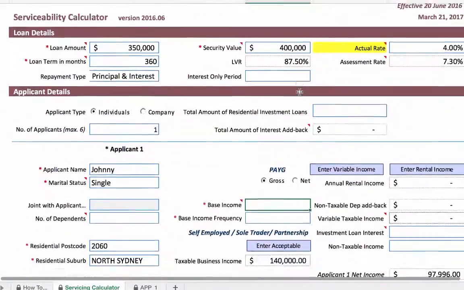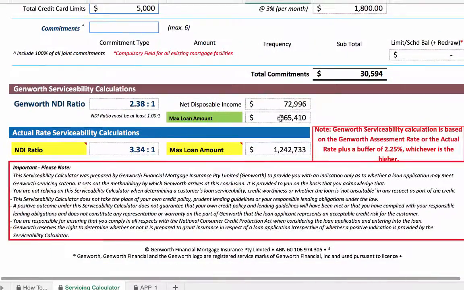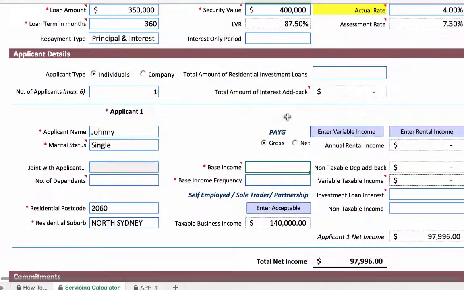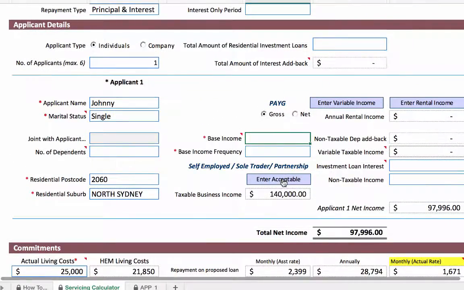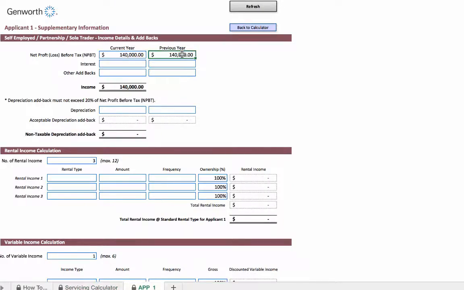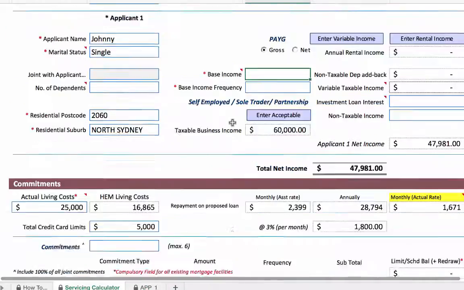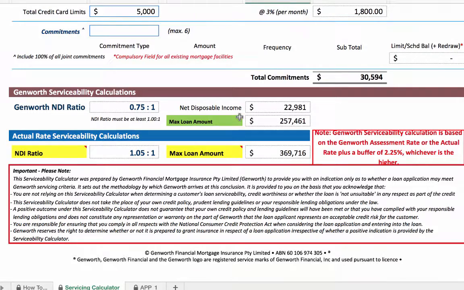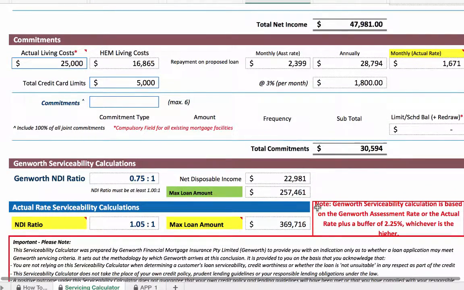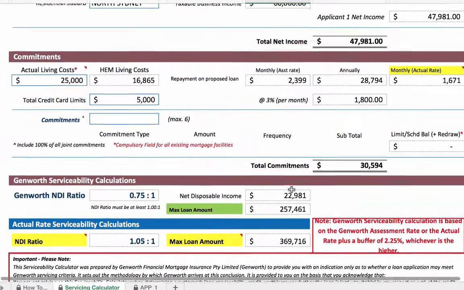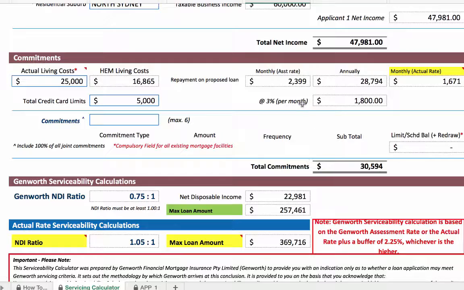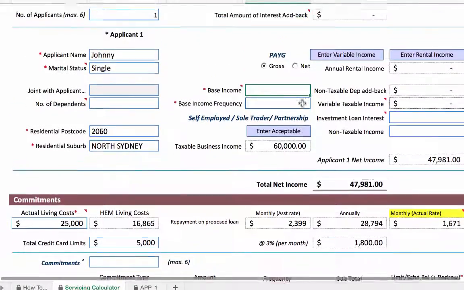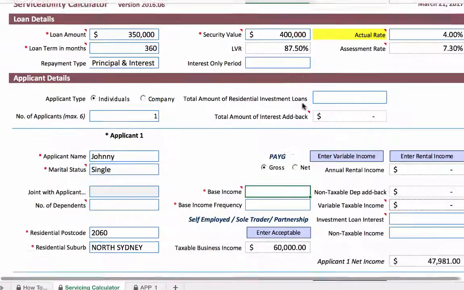So again, let's just go back, 865,000. $257,000. So it's amazing how much difference that can make. So anyway, that's all we wanted to show you today, just how the actual serviceability calculators works, and hopefully that gave you a good insight.